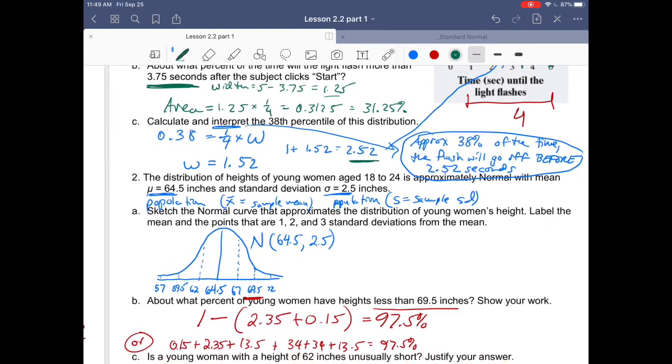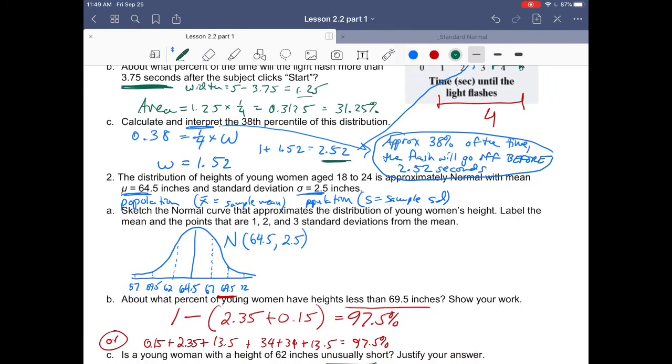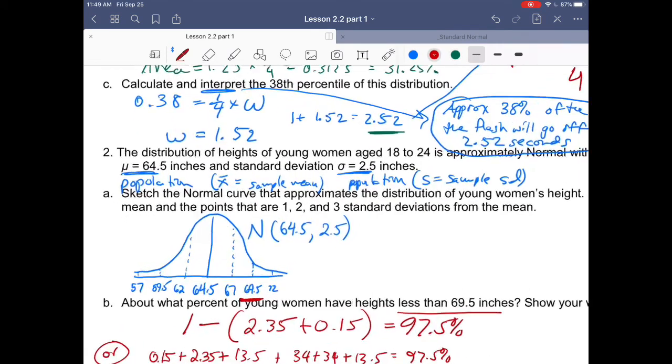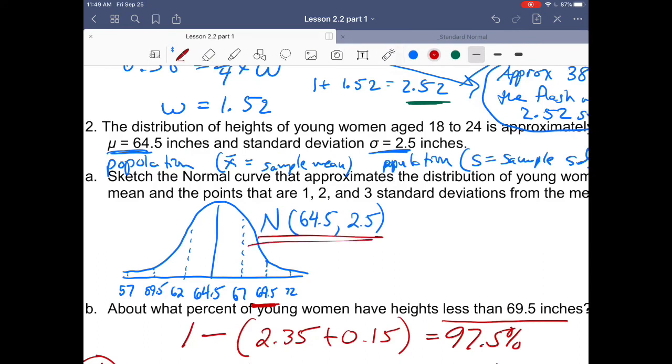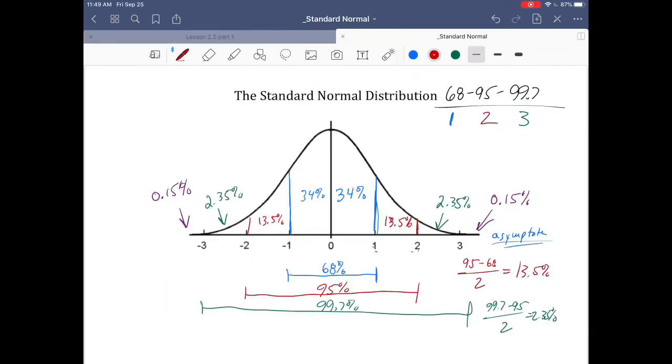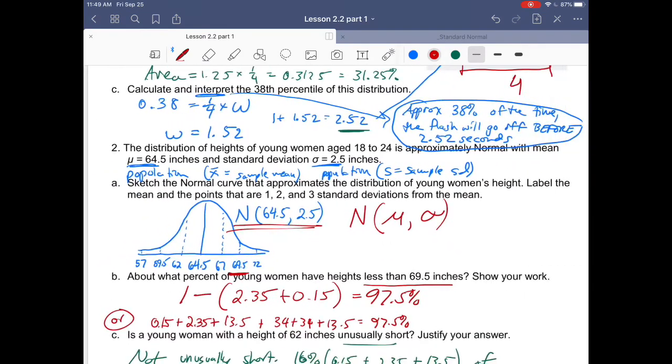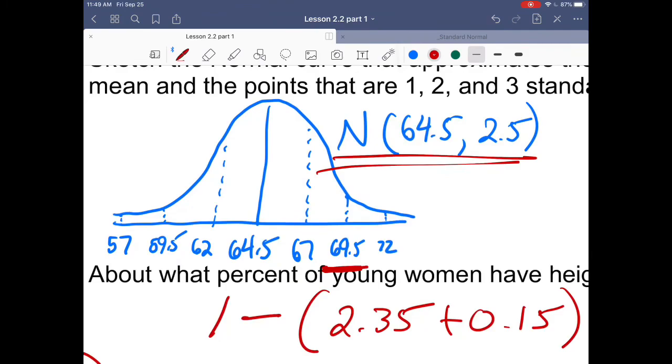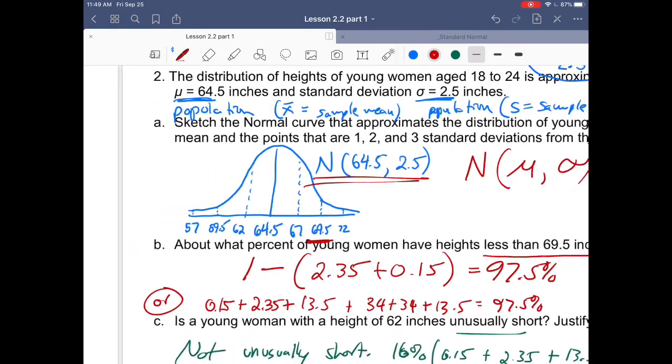So with that said, we can label this as a normal curve. First things first, let's make sure we label this thing. When we draw a normal curve, we do want to label it with mu and sigma. So if we go back to our standard normal, that would be N(0,1), labeling the mean and standard deviation. So label that and then count the different standard deviations above and below the mean, and then you're all set.